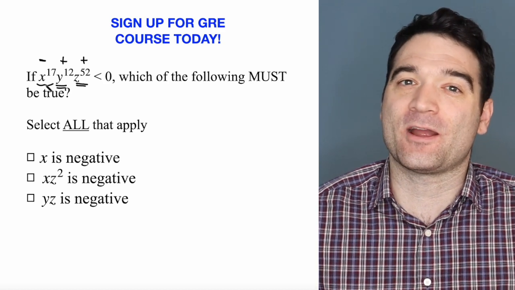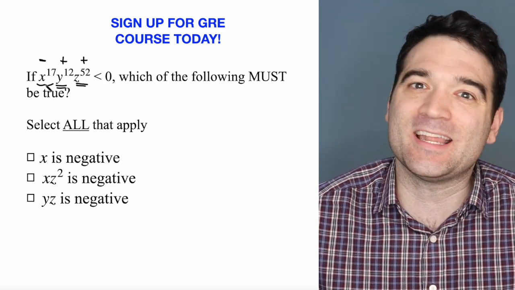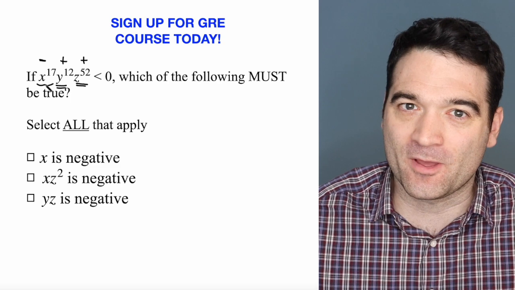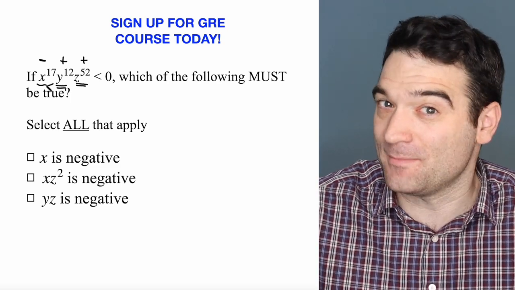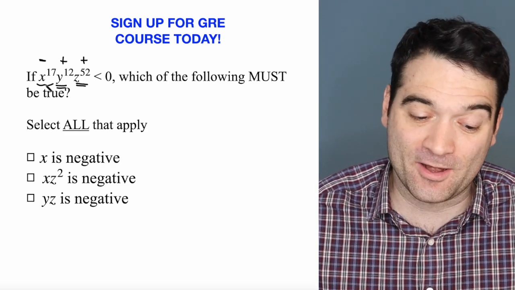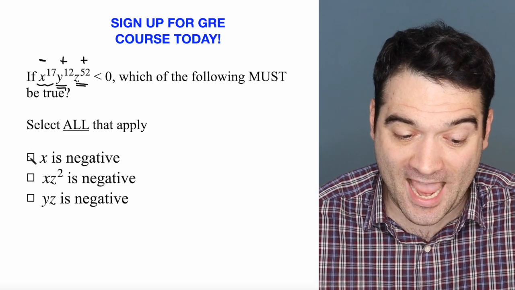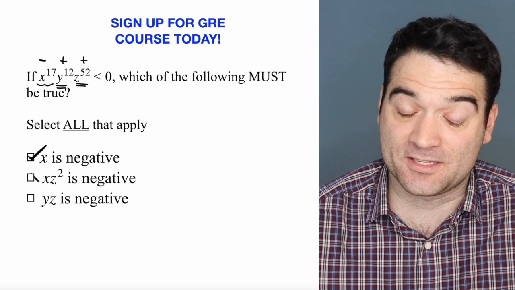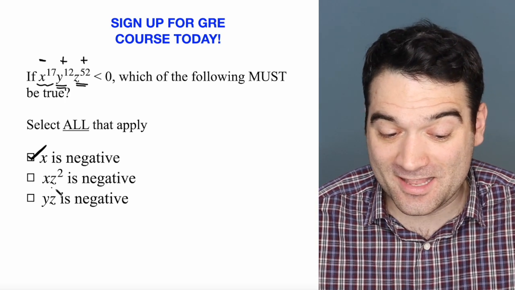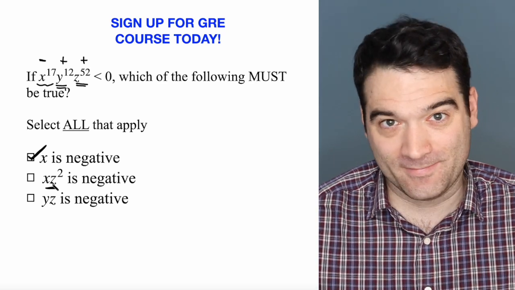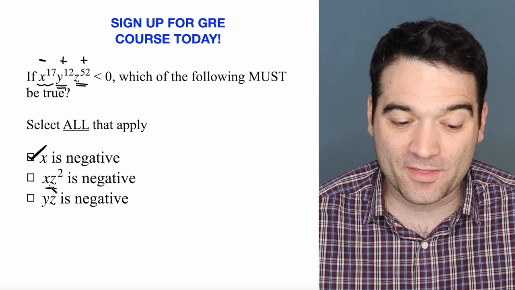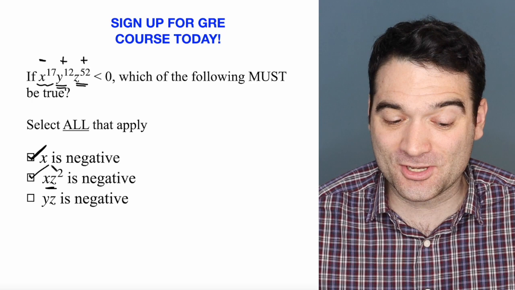Furthermore, if x to the power of 17 is a negative number, that means that x was a negative number to begin with, right? It's not like we take a positive number, raise it to the power of 17, and it becomes negative. It started out a negative number. So for one thing, we can say that x itself is a negative number. How about this? If x is a negative number and z squared, as we know, is a positive number, well then negative times a positive is also negative.